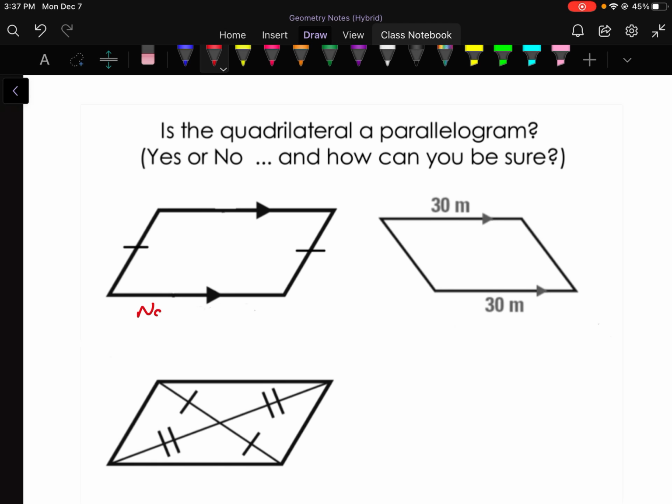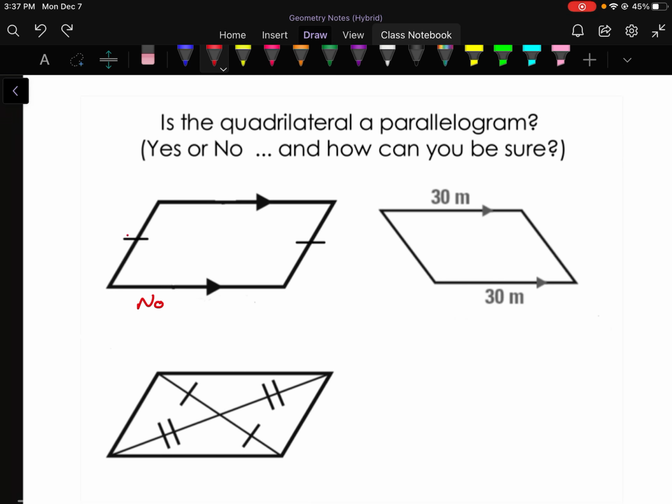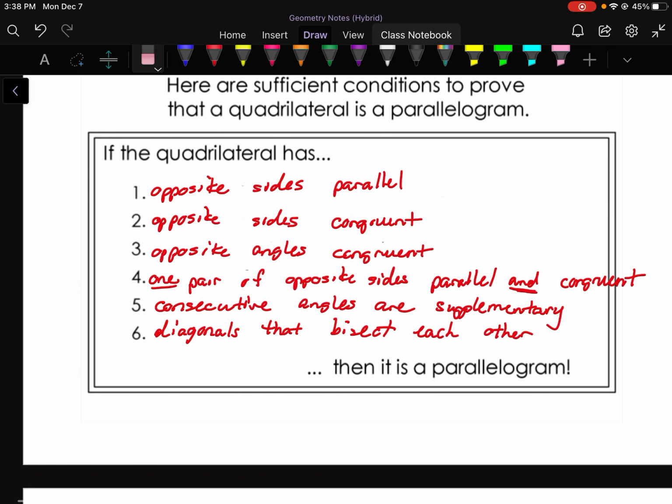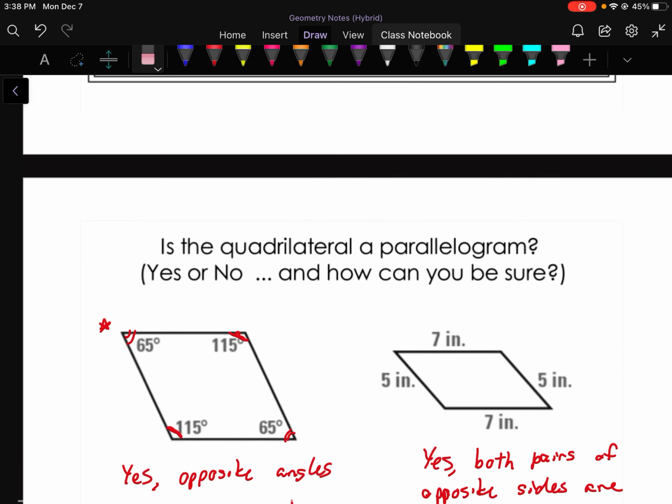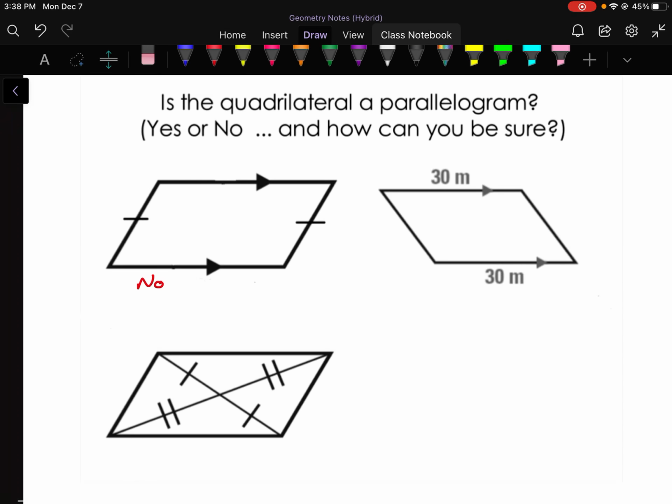Here we go. This is no. Why? Well, we would need to know that these sides are congruent, or we would have to know that these sides are parallel. That would be one way. So we have opposite sides parallel. Or number 4 here, one pair of opposite sides has to be parallel and congruent. So if I just knew that these sides were congruent, then that would also be enough. But no, as it sits right now, we have one pair of opposite sides parallel, a different pair that is congruent. They would have to be the same.